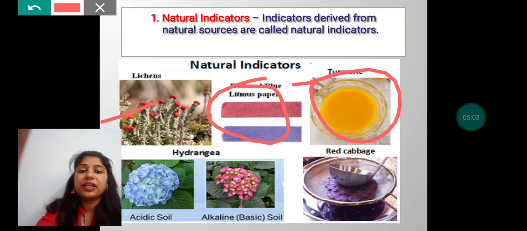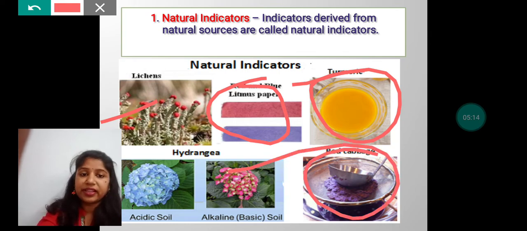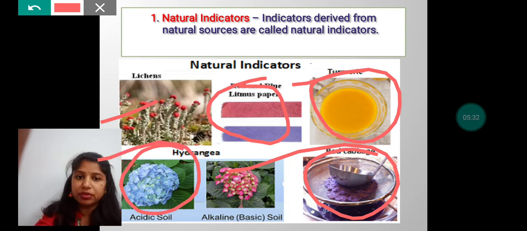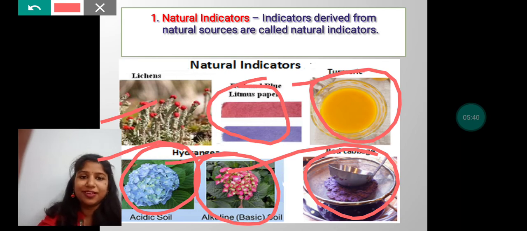Turmeric can change its color when it is added to a base. As a home activity you have to try this. You can use red cabbage juice, which is also a very good indicator, which changes its color in acidic and basic solutions. Similarly, here I am giving you one example, hydrangea plants, which have a very peculiar characteristic: the flowers will be blue if the soil is acidic, and if the soil is basic, then the flowers will be red. Isn't it great?